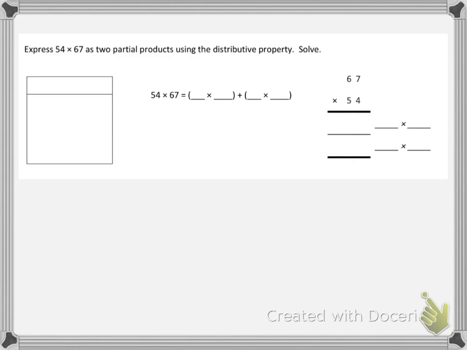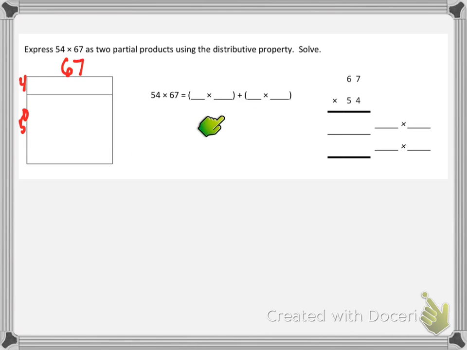Express 54 times 67 as 2 partial products using the distributive property and solve. All right, so let's place our numbers. I'm going to put 67 on the top, and up here I'm going to place a 4, and on the side I'm going to put a 50. Okay, because remember, we're going to put the 1s on top and the 10s on the bottom.